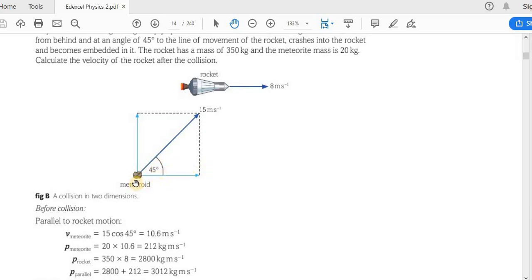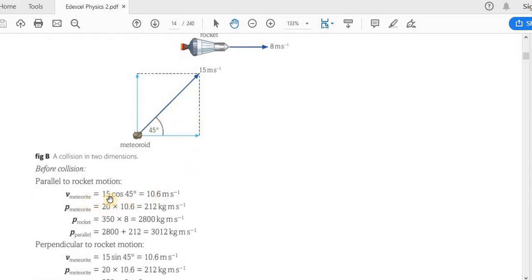So how do you find the momentum? The velocity in the horizontal direction is 15 cosine 45. When you are finding the component in this direction, it's like sweeping the angle. 15 cosine 45 will be this, and this way it is 15 sine 45. But cosine 45 is equal to sine 45. You see this angle is 90 degrees, so here also the angle is 45. So cosine 45 is equal to sine 45 degrees.